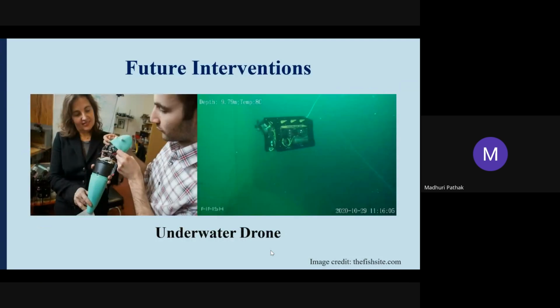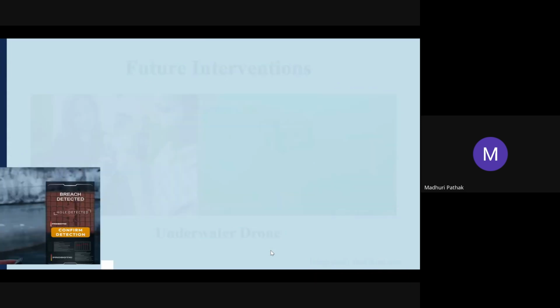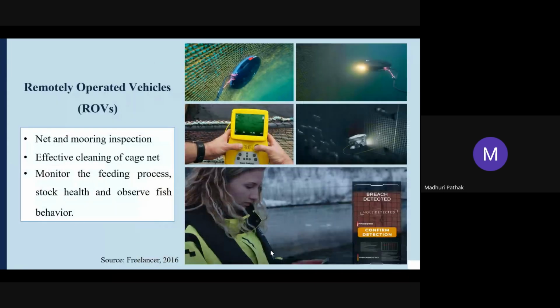Future interventions will be the underwater drone to analyze or to feed in the pond. Then remotely operated vehicles will be there, for net and mooring inspection. This is the cage net you can see here, where you can check whether the mooring and nets are properly intact, whether any biofouling has occurred on the net walls, and do effective cleaning of the net cages. All these purposes will be served by these remotely operated vehicles.